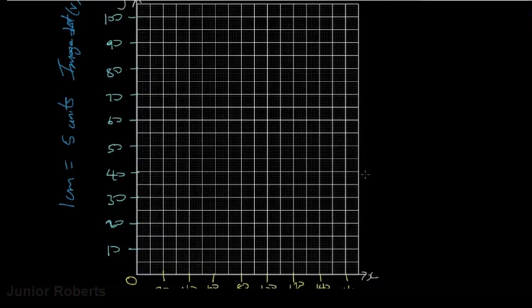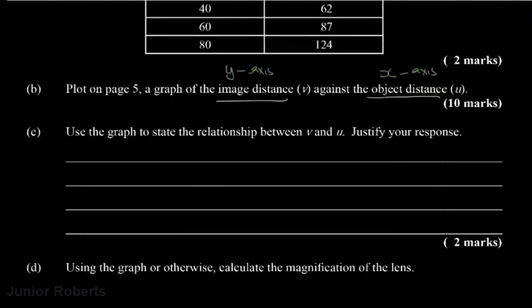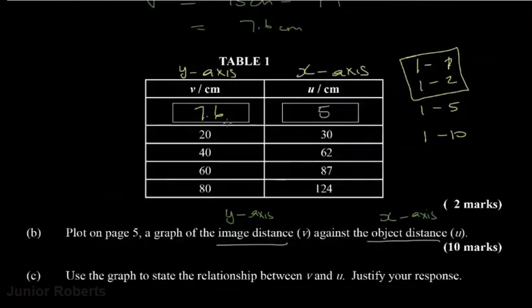Okay, cool. All right, so with our graph paper ruled up, we're going to go back to our table to see the values that we need to plot. So again, we're plotting image distance on the y-axis and object distance on the x-axis, right? And these are the coordinates for the points that we will plot. So we need to find a point that corresponds to 7.6 on the y-axis and 5 on the x-axis.